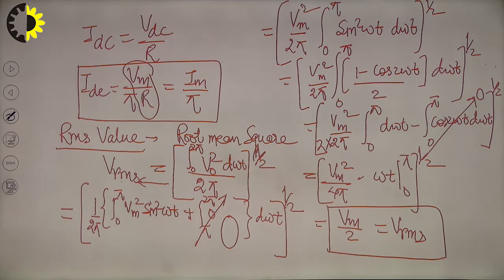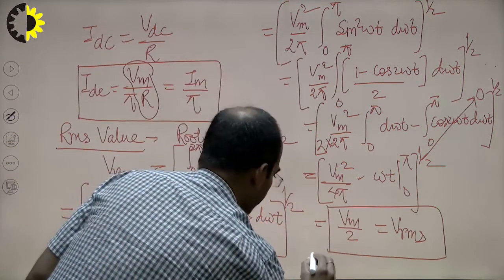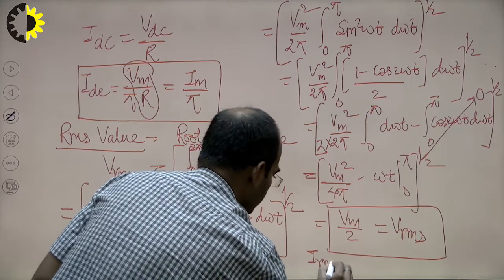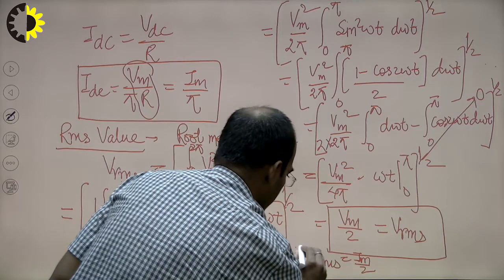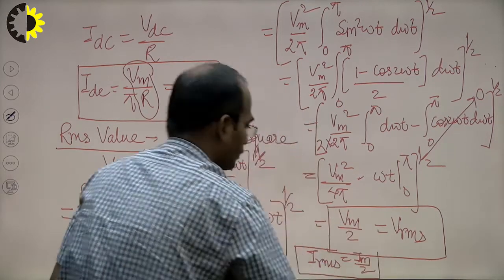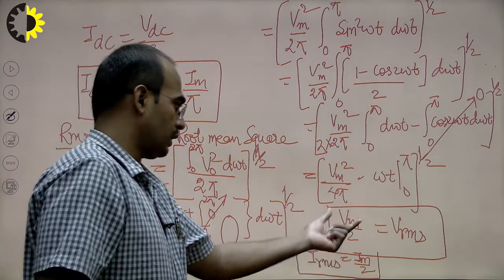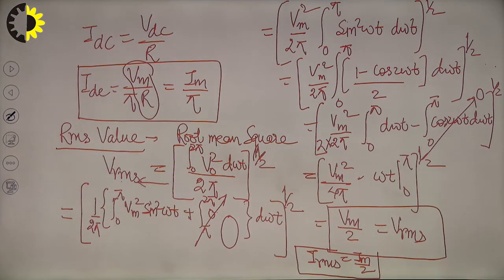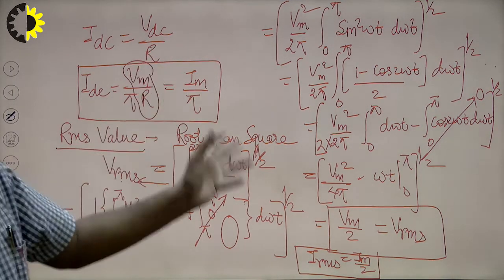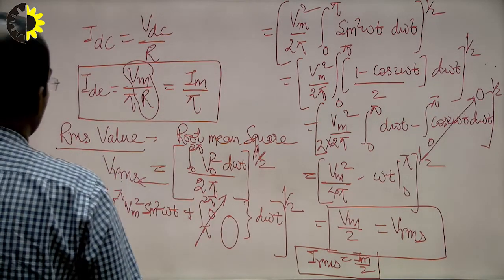Similarly, you can find the value of IRMS. IRMS is nothing but Im by 2. Im is nothing but Vm by R. So you will get Im by 2. So in this way we can find the RMS and DC value of voltage and current for any waveform.